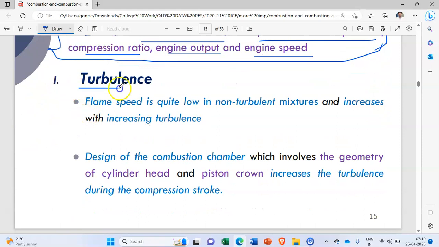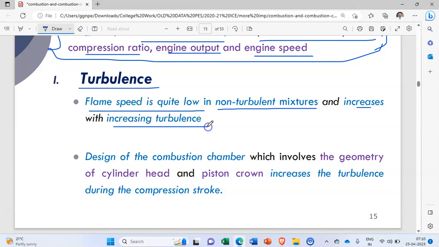Okay, so let us discuss this turbulence. What is the turbulence? Actually, it is the random movement of the molecules which are present in the combustion chamber. Due to this rapid movement of the molecules inside the combustion chamber, what will happen? They will get mixed with each other, and due to this, the flame speed will definitely increase and proper combustion may take place. So the flame speed is quite low in non-turbulent mixtures.